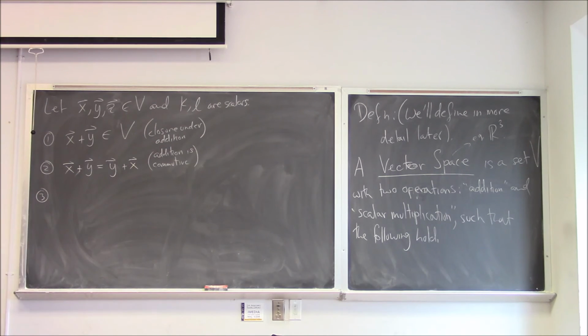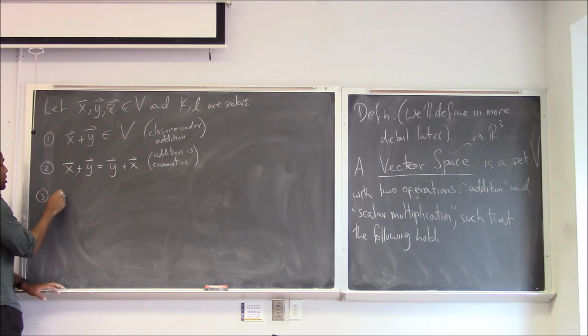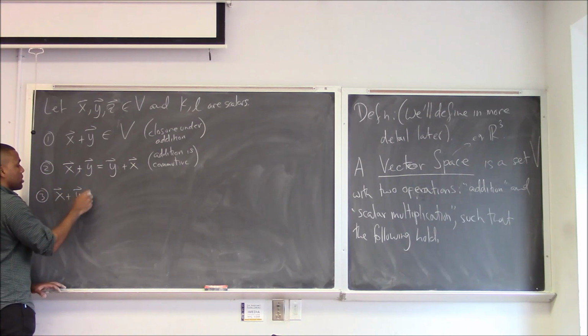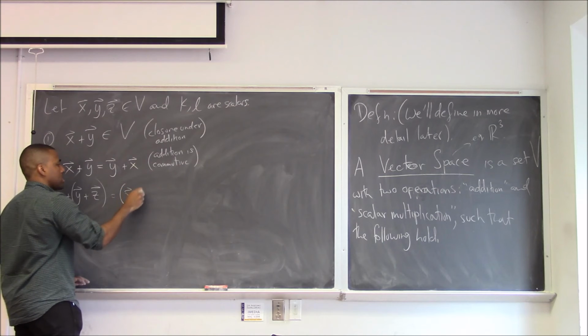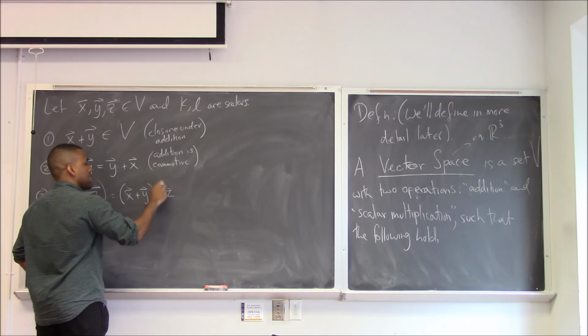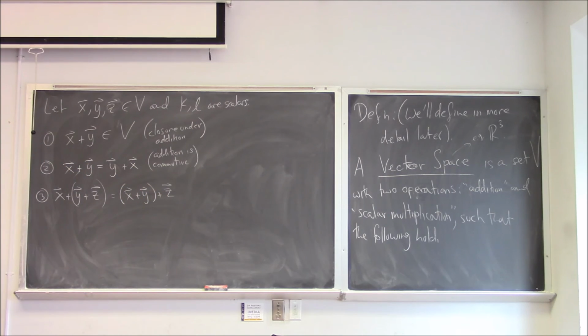3. Addition is also associative, right? Meaning if I have 3 vectors, I can add 2 and then add it to this guy, but I can also move the parentheses, add the first 2 and then add to the third, and I get the same thing.